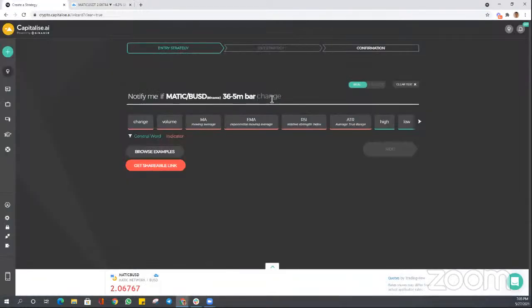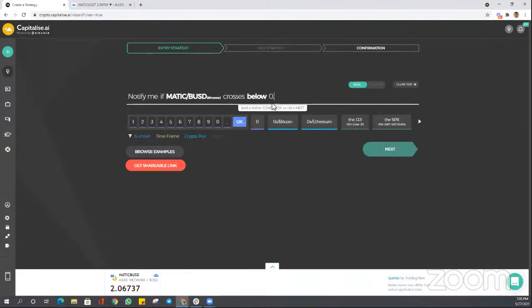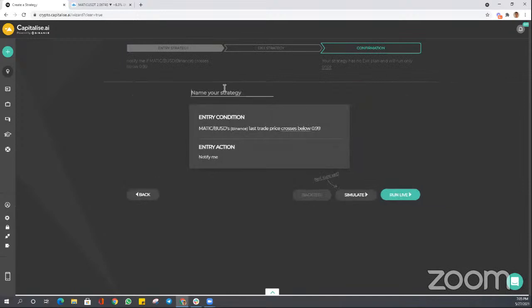So we can go to Capitalize and just set it up. Notify me if Matic crosses below 0.99. I'm going to click next here. Remember, with notifications, you don't have any exits, and you don't have to name your strategy. We'll name it for you if you don't, but I'll just call this Matic below 0.99. And we'll just run live.